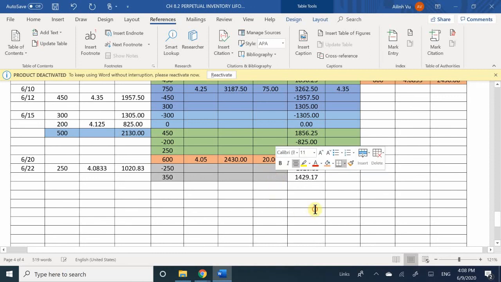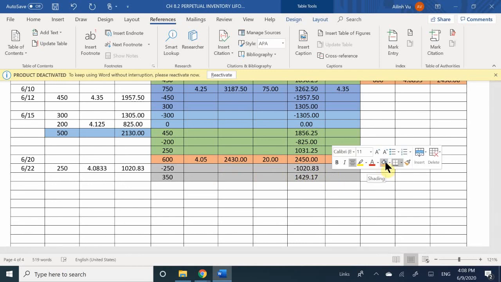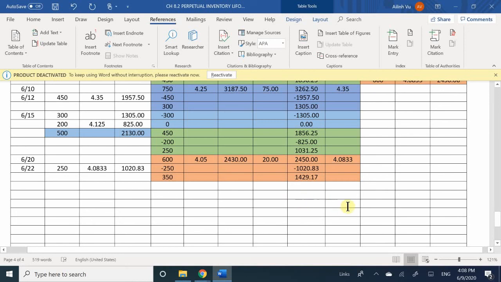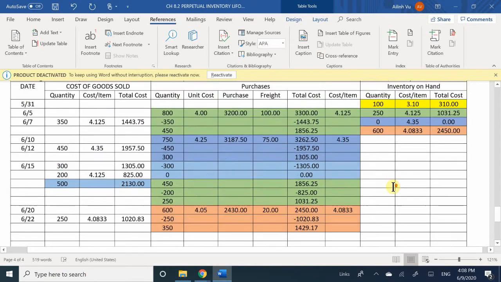Try again. So we're gonna take 2450, your original inventory. And then you want to take the 2450 minus the 1020.83. Yep, got it. That's 1429.17. Yep, that's correct.